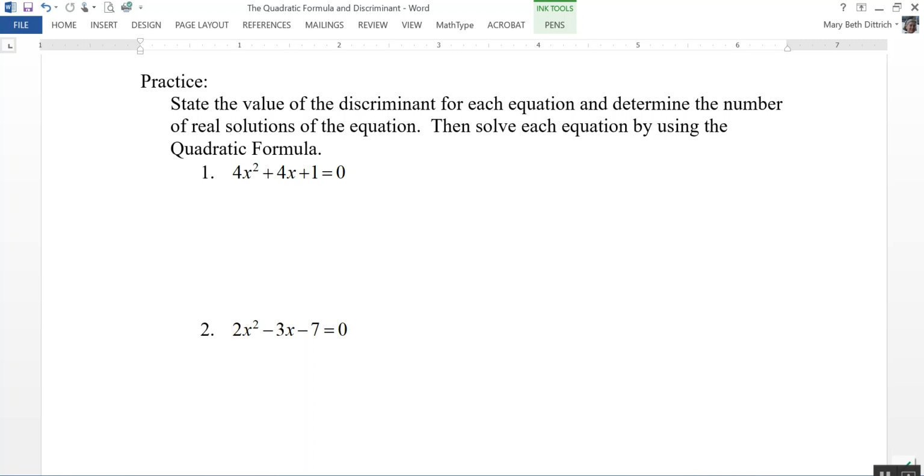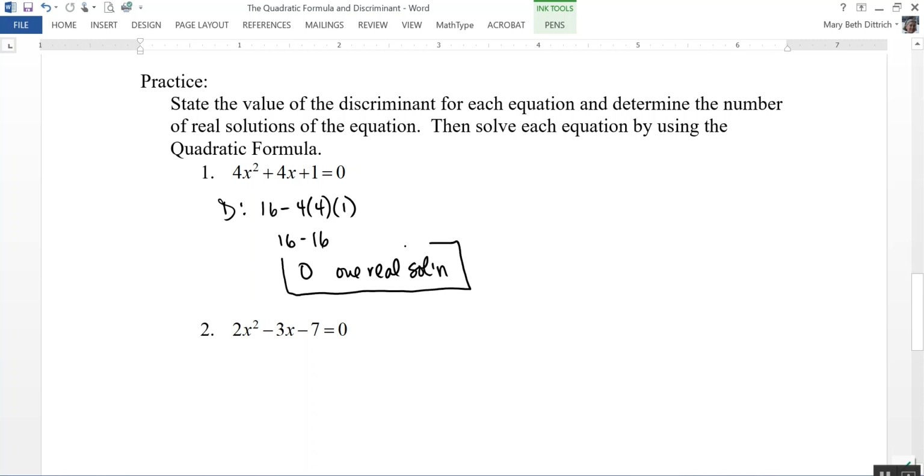So here I have the quadratic equation 4x squared plus 4x plus 1 equals 0. I want to find the value of the discriminant, which is b squared minus 4 times a times c, which is going to give me 16 minus 16, and the value of the discriminant is 0. Looking at the notes up above, you'll see that if the value of the discriminant is 0, there is one real solution. And what that means is that the graph of this related function is going to touch the x-axis in only one point. Let's go ahead and use the quadratic formula and find out what that point is.